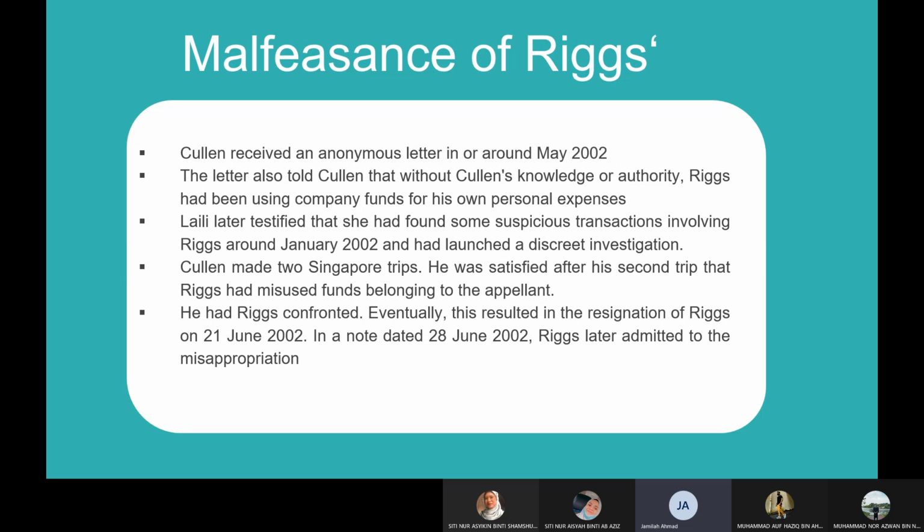Subsequently, Chula made two Singapore trips. He certified after his second trip that Rins had misused funds belonging to the appellant, and he had Rins confronted. Eventually, this resulted in the resignation of Rins on 21 June 2002, in a note dated 28 June 2002. Rins later admitted to the misappropriation.